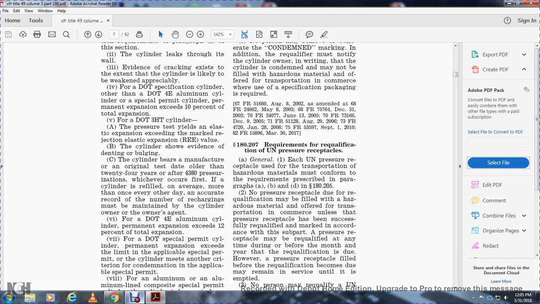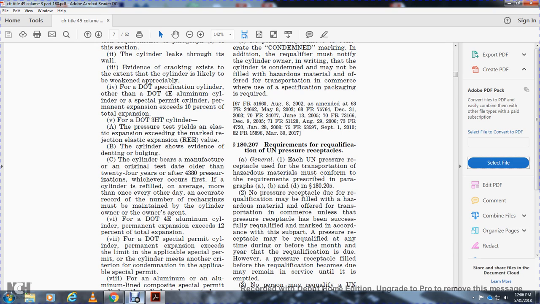Alright, 180.207 requirements of requalification for the UN pressure receptacle. Generally, the UN pressure receptacle used for the transportation of hazardous material must conform with the requirements prescribed in paragraphs A, B, and D of 180.205. No pressure receptacle used for transportation may be filled with hazardous material and offered for transportation in commerce unless the pressure receptacle has been successfully requalified and marked in accordance with this subpart.